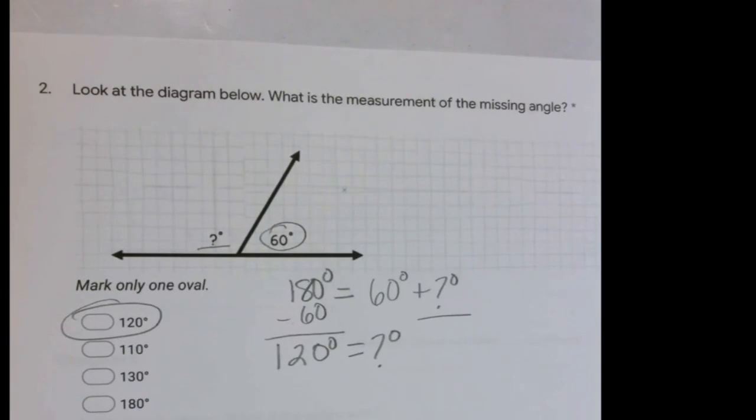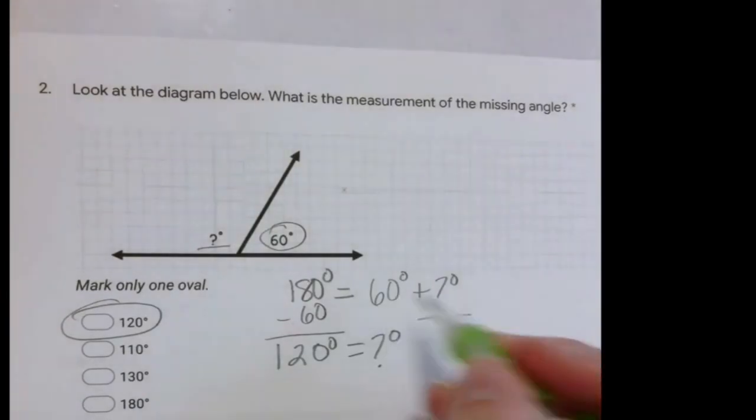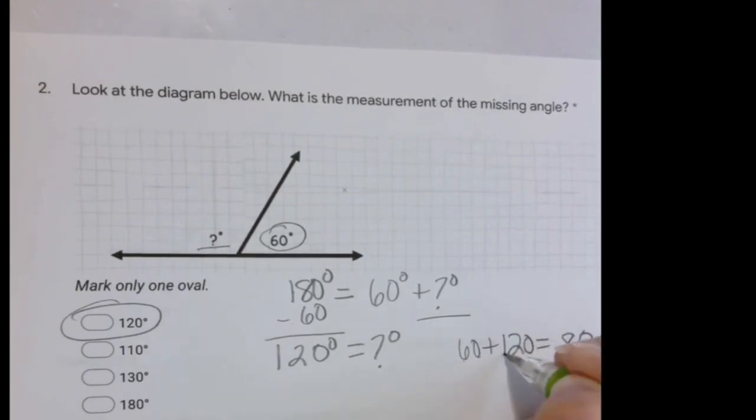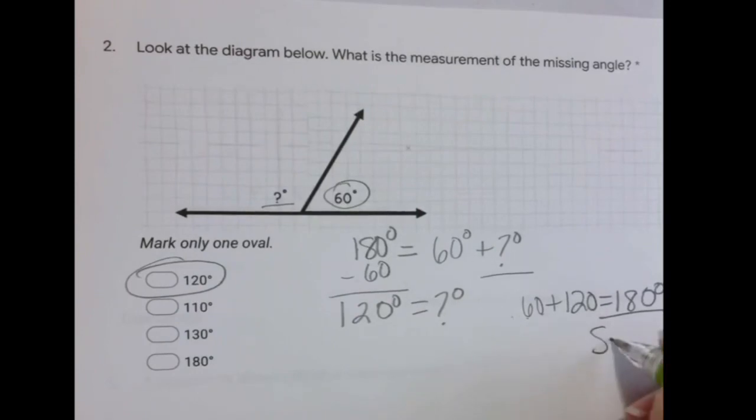And if we wanted to check that, we could check it by adding together our question mark. So 60 plus 120, 0 plus 0 is 0. 2 plus 6 is 8. And 1 plus nothing is 1. So 180 degrees, which is our straight angle.